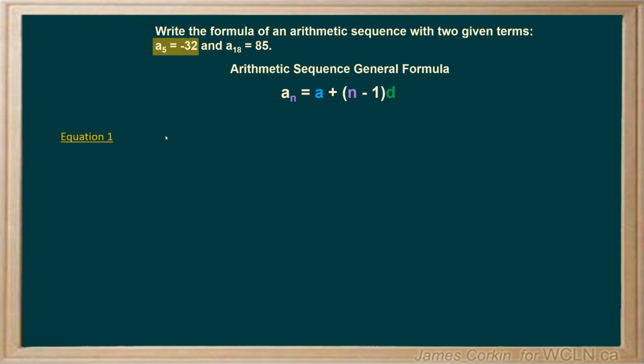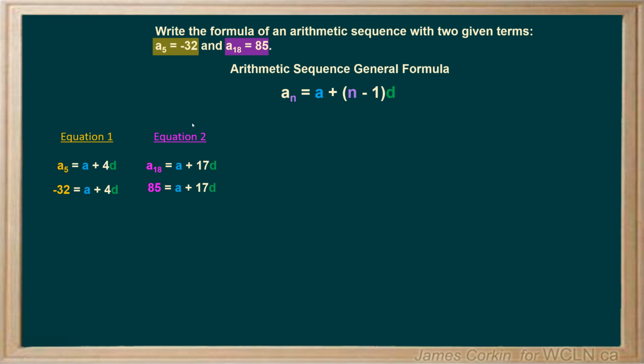So let's do this. We're going to start with this piece of information. The fifth term is going to allow us to create an equation that a5 is equal to a plus 4 times d, because n would be 5 in this case. And we also know the value of a5, so we're going to replace a5 with negative 32. So there's equation 1. Then we go to our second piece of information to create a second equation. a18 is a plus 17d, which means that 85 is equal to a plus 17d.